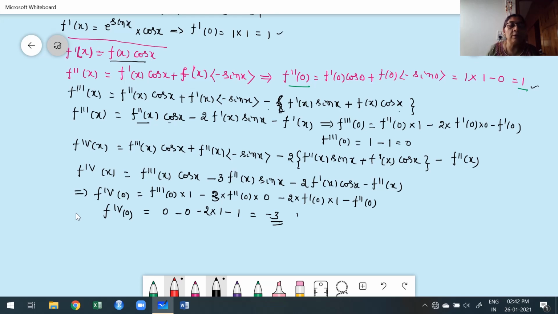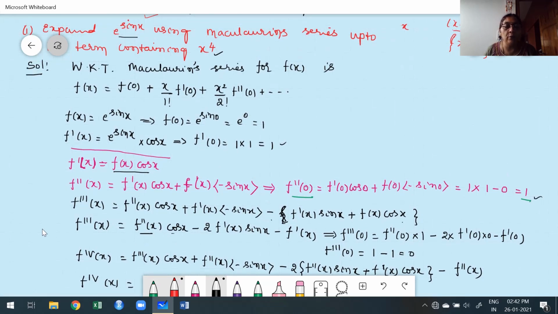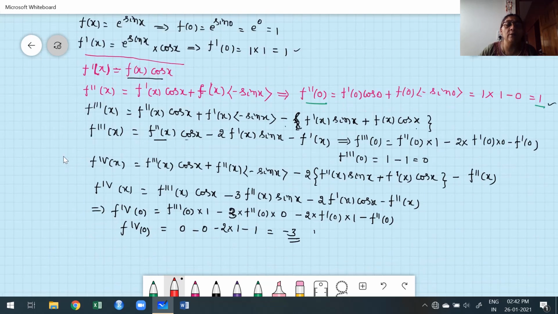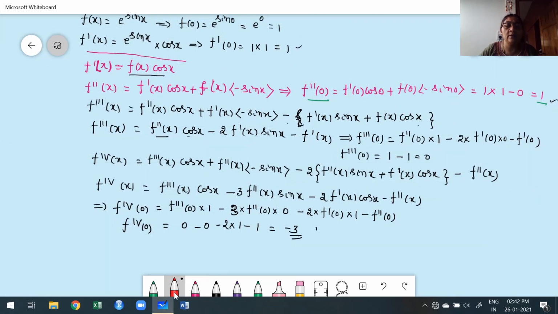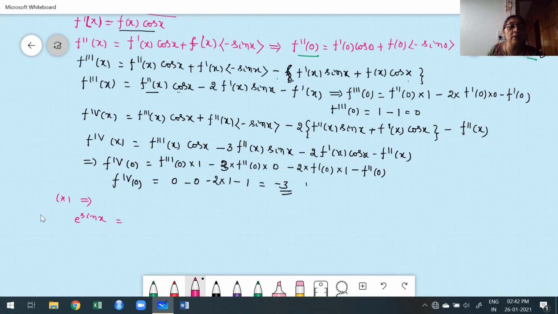Now, after substituting these values in 1, or if you want, before moving to the next step, take the Maclaurin series result written on the board, star or 1, whatever it may be. Then, substituting these values in the star, what do we get? The star implies, what is my f of x? The function given is e power of sin x. This must be equal to, what is my f of 0? f of 0 is 1.